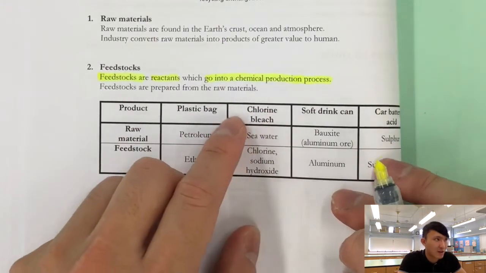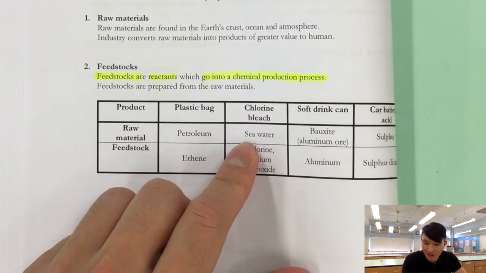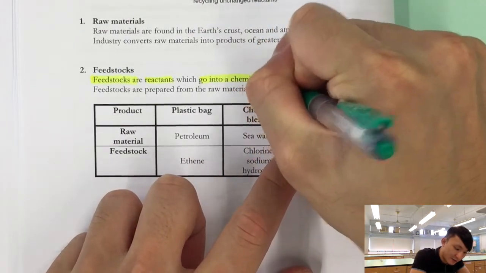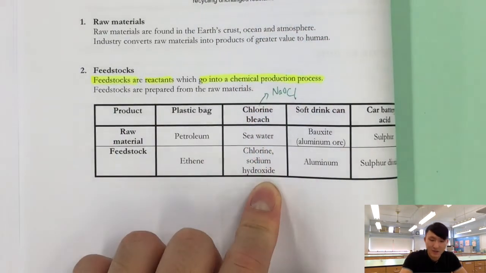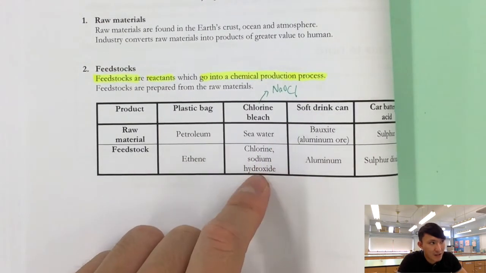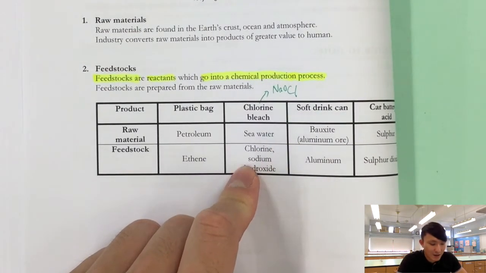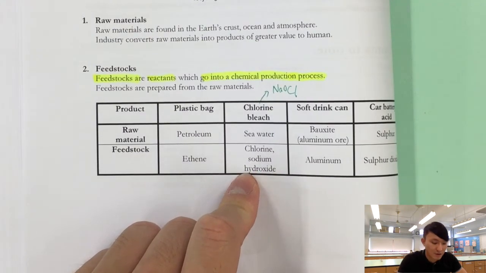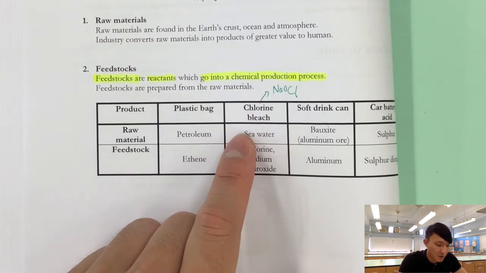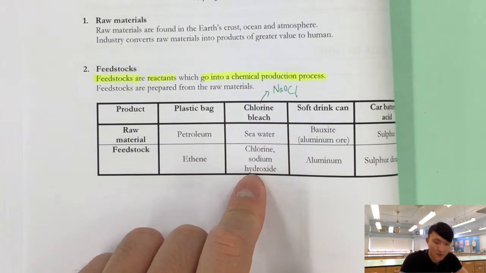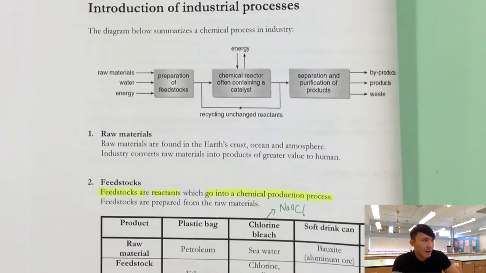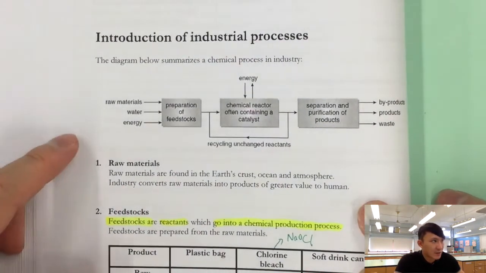Okay, another example will be here, chlorine bleach, which is essentially having the active ingredient NaOCl. Now NaOCl can be prepared by reacting chlorine with sodium hydroxide. But where does chlorine and sodium hydroxide come from? Well, they come from the electrolysis of seawater. So seawater will be the raw material. These will be the feedstock. Okay. All right. So now you know the difference between raw material and feedstock.